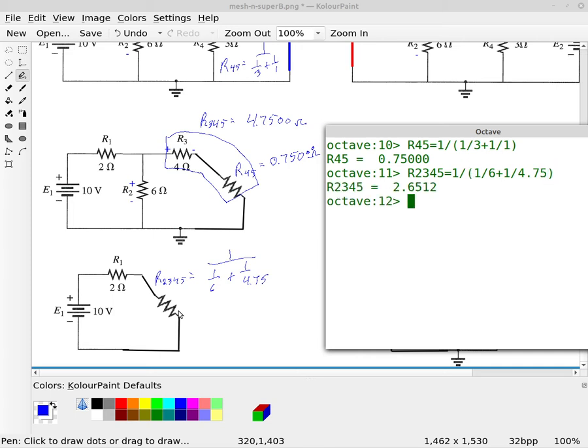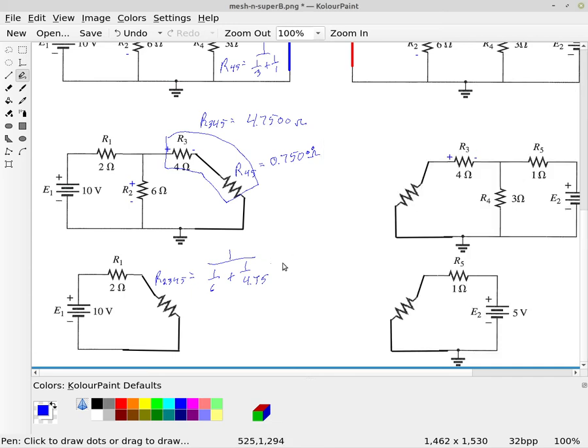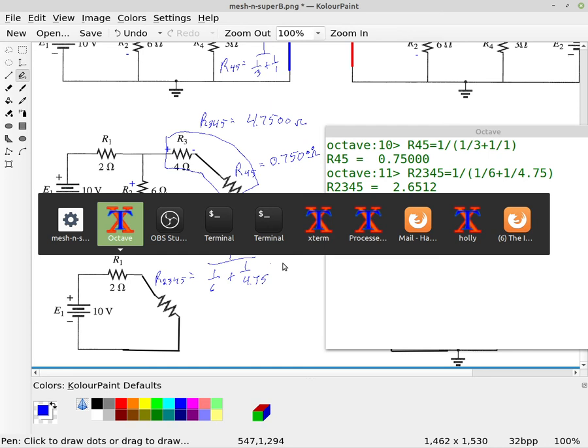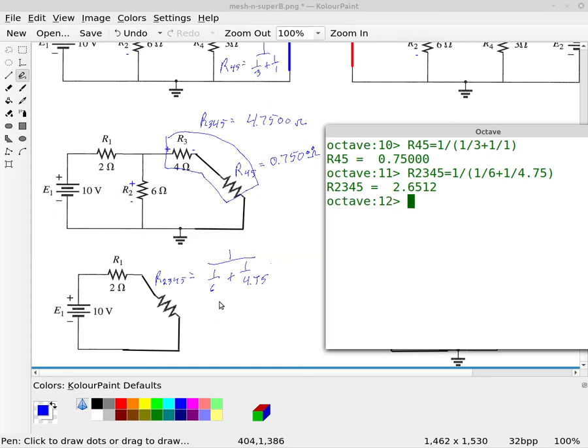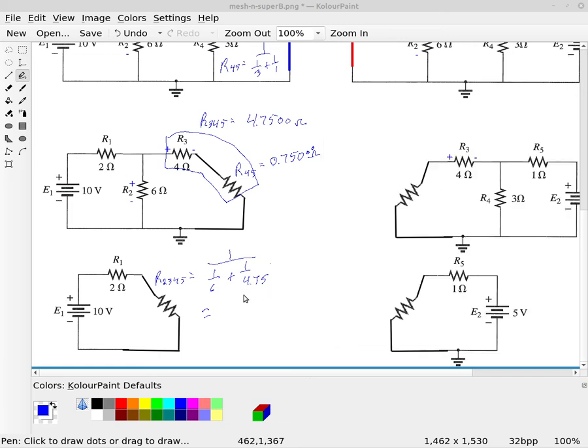And remember to double check when you're doing this that this answer must be smaller than the smallest of those. We had 4.75, so our answer has to be smaller than 4.75. If it isn't, then there's definitely a mistake somewhere. Alright, so the value of that, taking it out to at least 5 digits, is 2.6512.